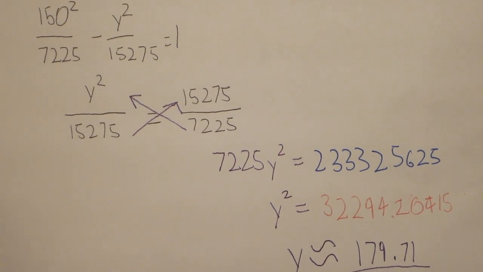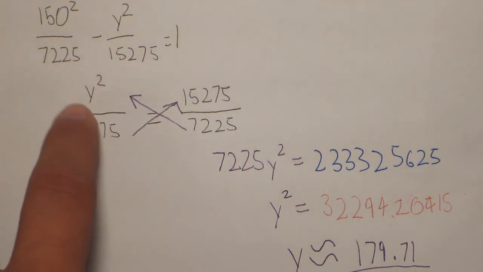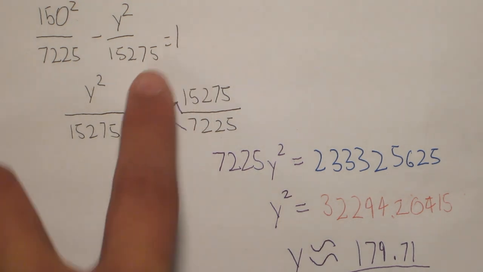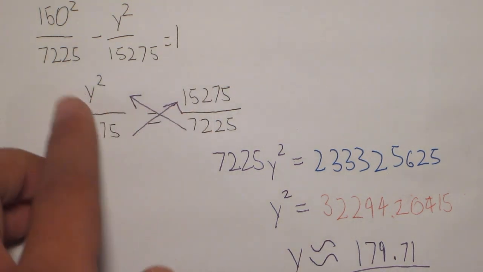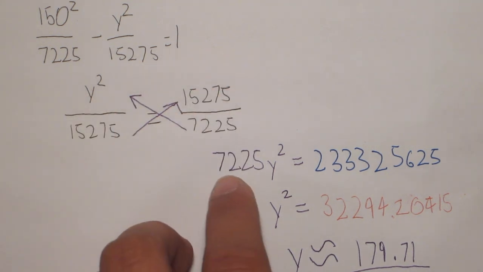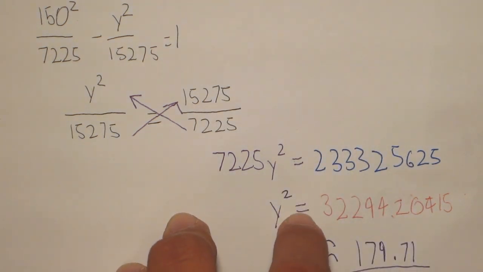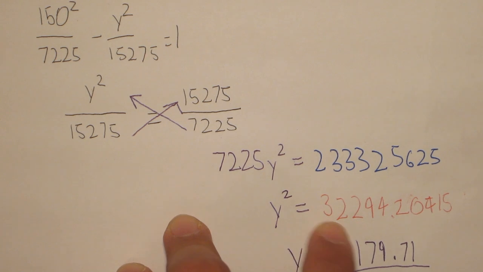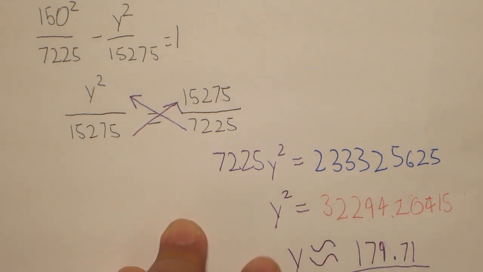This is the math to figure out y. You have your equation, you add this onto this side. Then you have this, then you cross multiply, and you get this. Y squared equals 32,294.20415. Y equals 179.71.